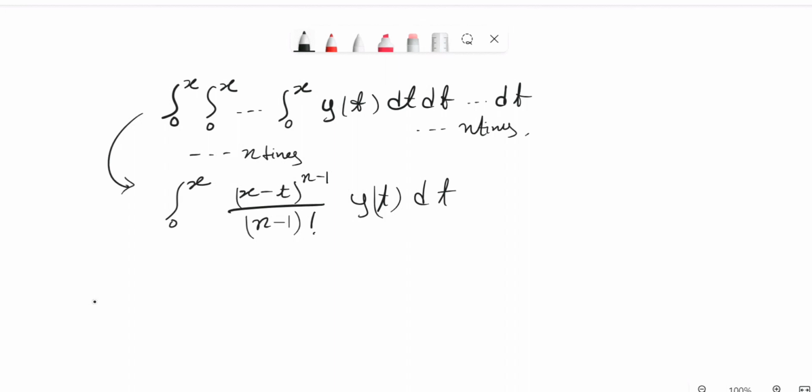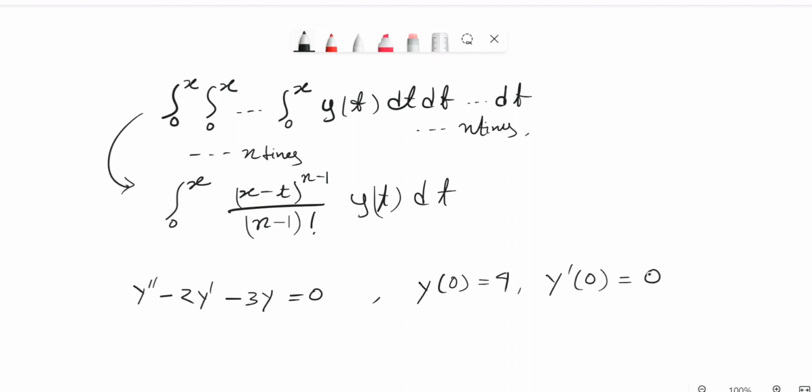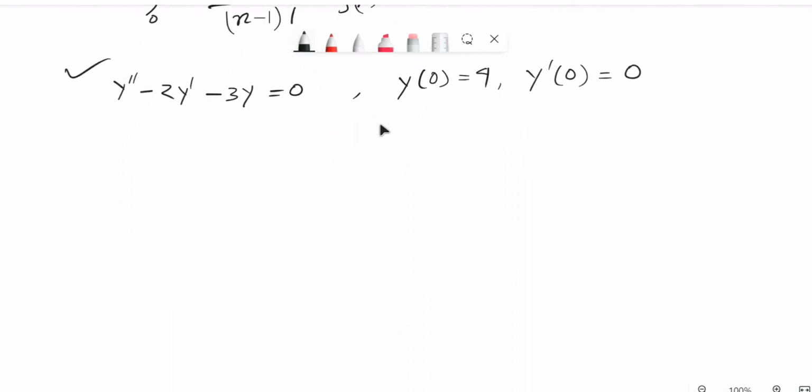In the given question, it is asked to find the Laplace transformation of y double dash minus 2y dash minus 3y is equal to 0, where y(0) is equal to 4 and y dash of 0 is 0. Now we have to find this. So let's see. We'll take this equation y double dash minus 2y dash minus 3y is equal to 0.